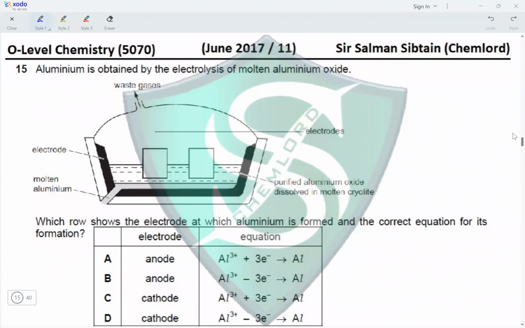Question 15. Aluminum is obtained by the electrolysis of molten aluminum oxide. Okay, and the diagram is given. Which row shows the electrode at which aluminum is formed and the correct equation for its formation? So the electrode at which aluminum would be formed would be the cathode, because aluminum ions are reduced to aluminum metal, and the equation would be Al3+ plus 3 electrons gives Al, making option C the correct option for this question.